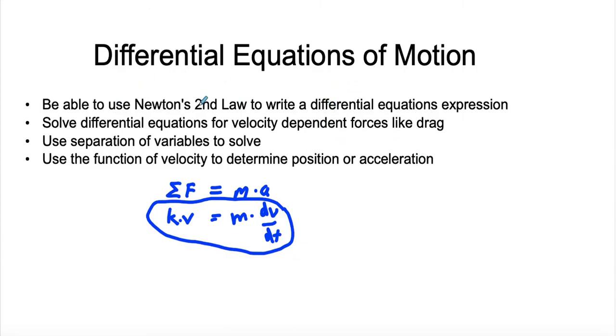So use this second law to derive a differential equation of motion. Solve the differential equation to figure out the velocity. Now, solving this is a little bit tricky. Bring the v over here, bring the t's over there, and then do the integral on both sides to solve that. I'll give you examples of that as we start to prepare closer to the test. So separation of variables, that's separating the v's and the t's. And then once you calculate the function of velocity, you can use that to get position and acceleration in our normal way.